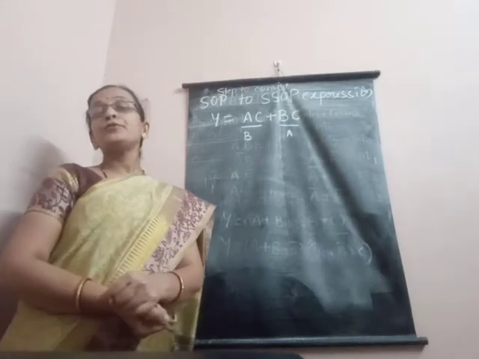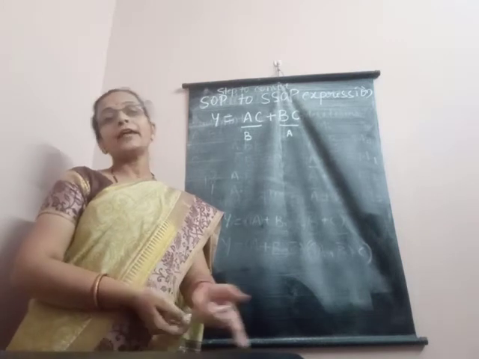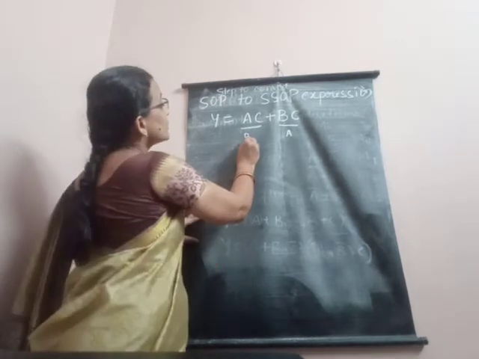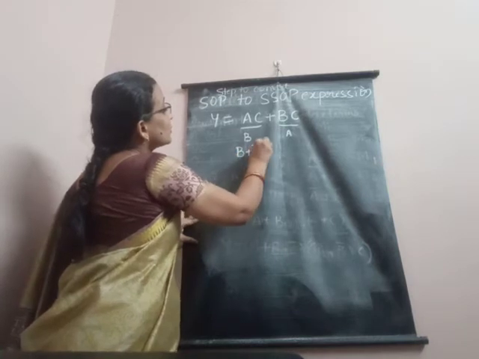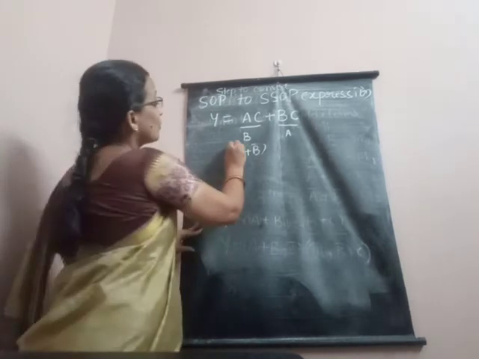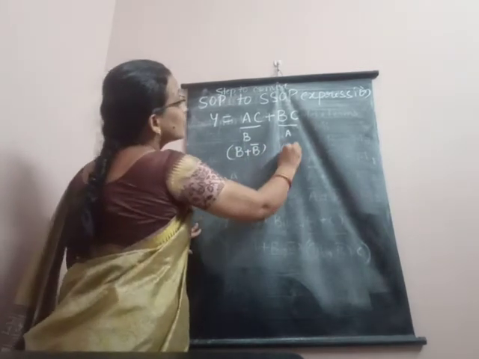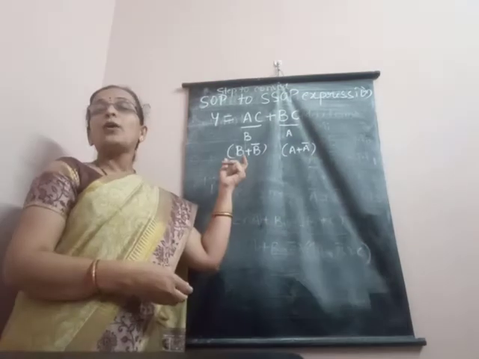The second step is to form the terms by ORing the missing variable and its complement. That is, B plus B bar and A plus A bar. These are the ORing terms.